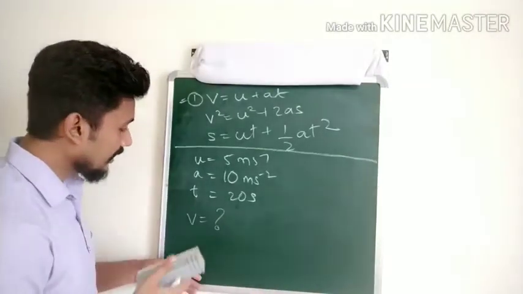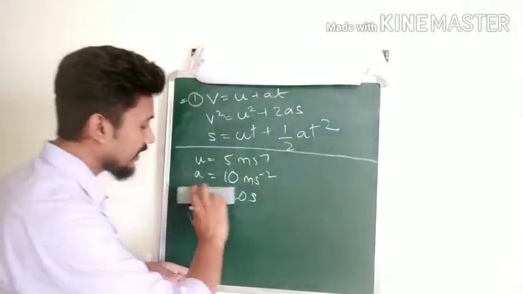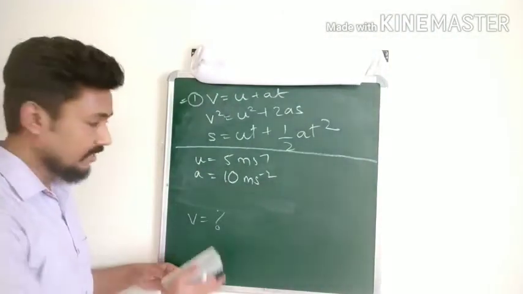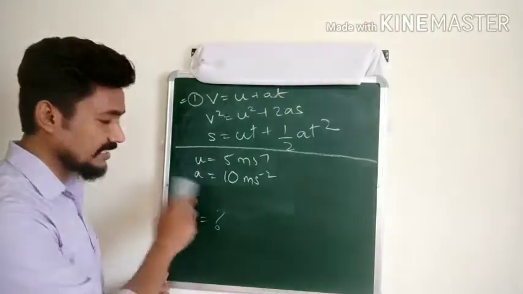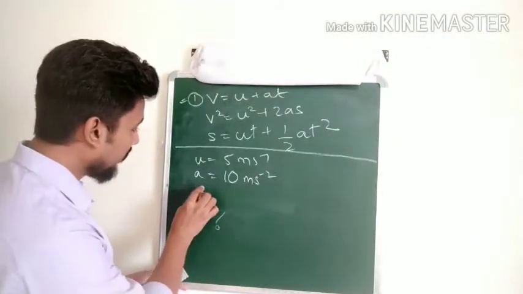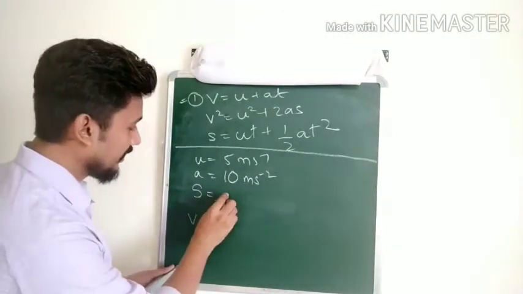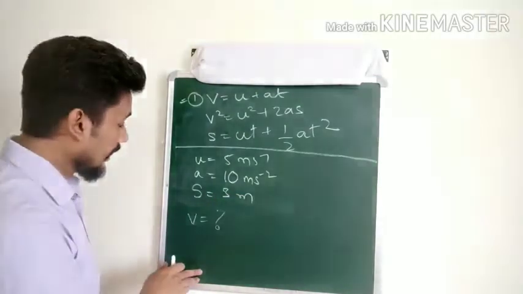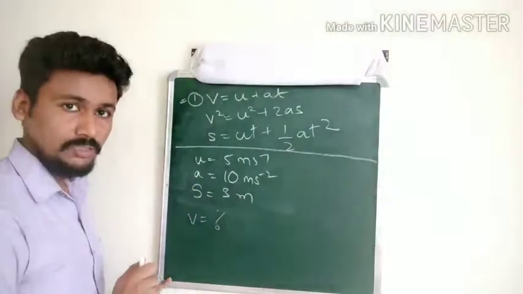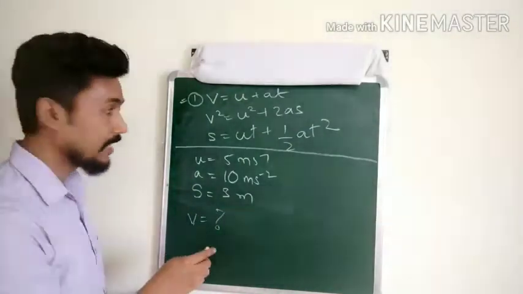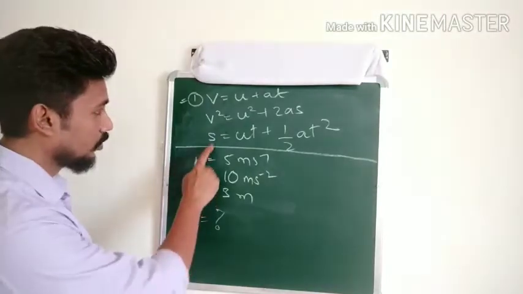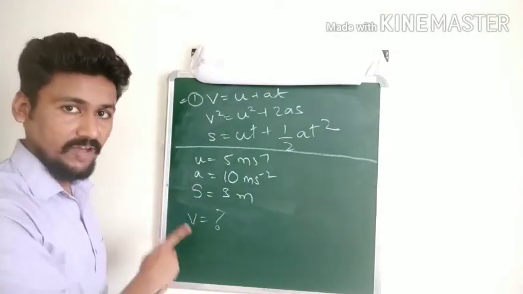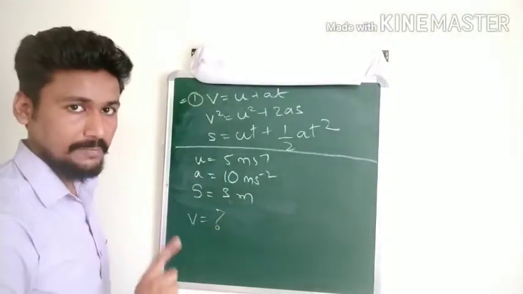But suppose we have been asked to find out V, but time has not been told to us. Okay, we have not been told how much is the time taken. Instead we have been told the displacement is, suppose, 3 meters. In that case, if these are the given values, then how do we find out V? Then let us look at the second equation. If I use the first equation for this, I cannot find the value of V. Why? I don't know how much is the time taken.